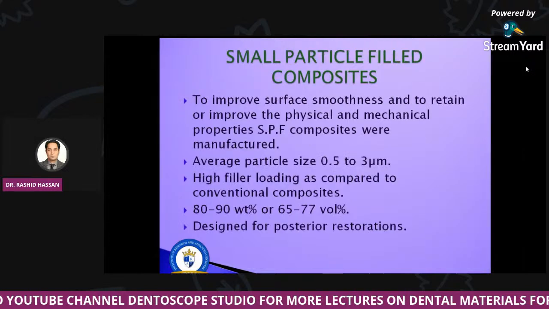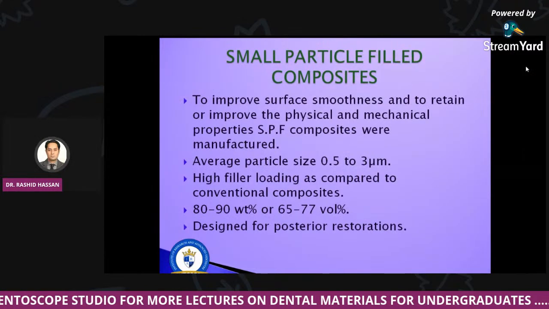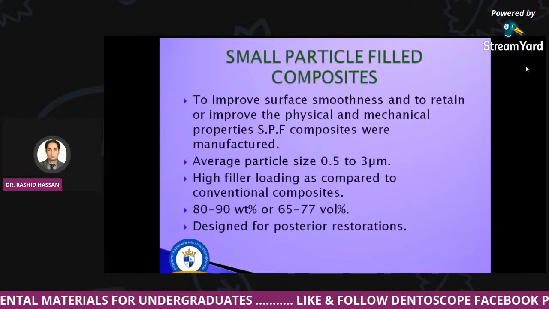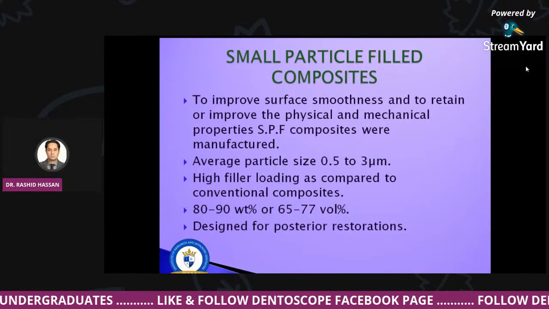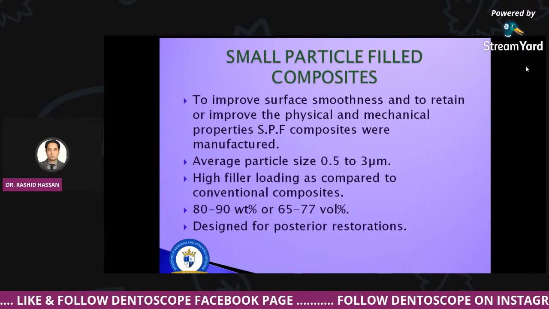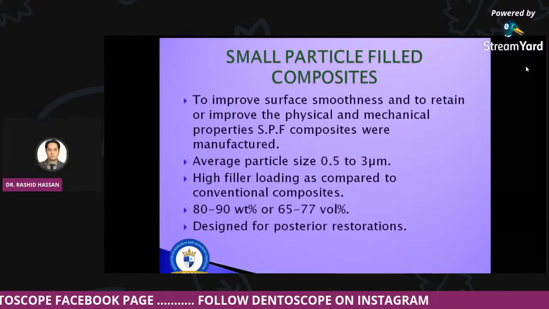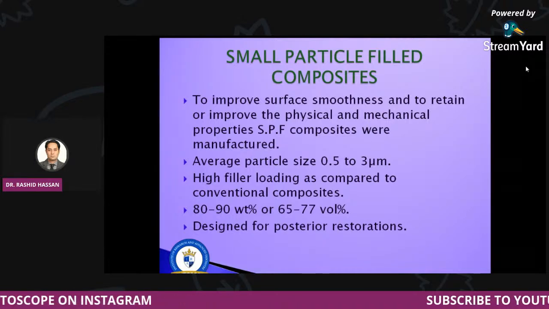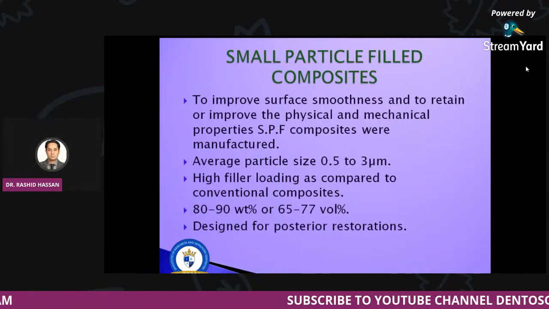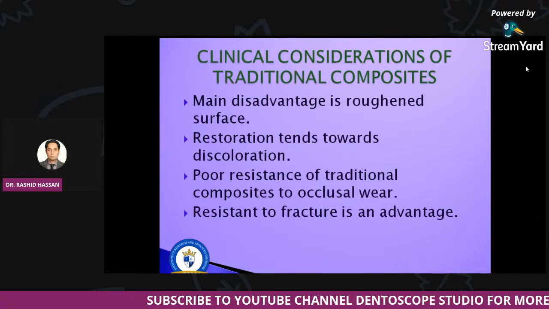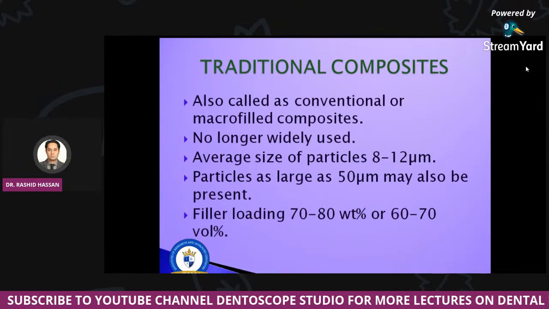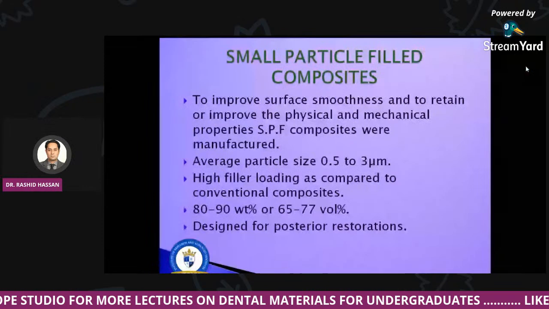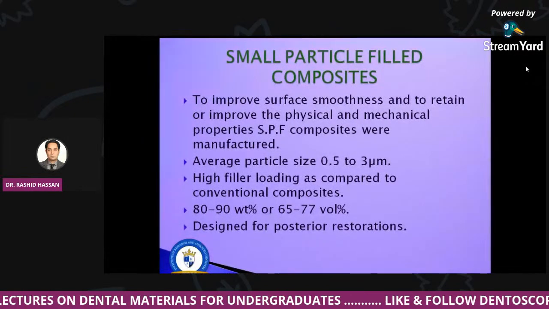So these disadvantages were overcome by the next type of dental composite which was introduced in the market, because it was used to improve the surface smoothness and also the physical and mechanical properties. The average particle size of the small particle filled dental composite was 0.5 to 3 micrometer. If you remember, it was 8 to 12 micrometer. So now it has reduced quite a lot, 0.5 to 3 micrometer.